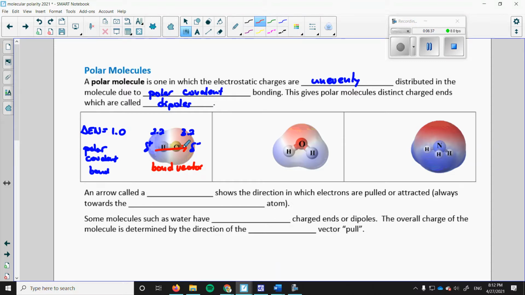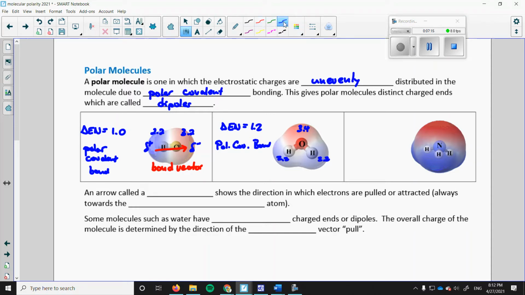All right, a similar thing happens over here with our water molecule. When you look at the electronegativity of oxygen, it's 3.4, and it's 2.2 for each hydrogen in the water. So the difference in electronegativity here is going to be 1.2. As a result, we're also going to have a polar covalent bond, and that means we're going to have some charged ends.